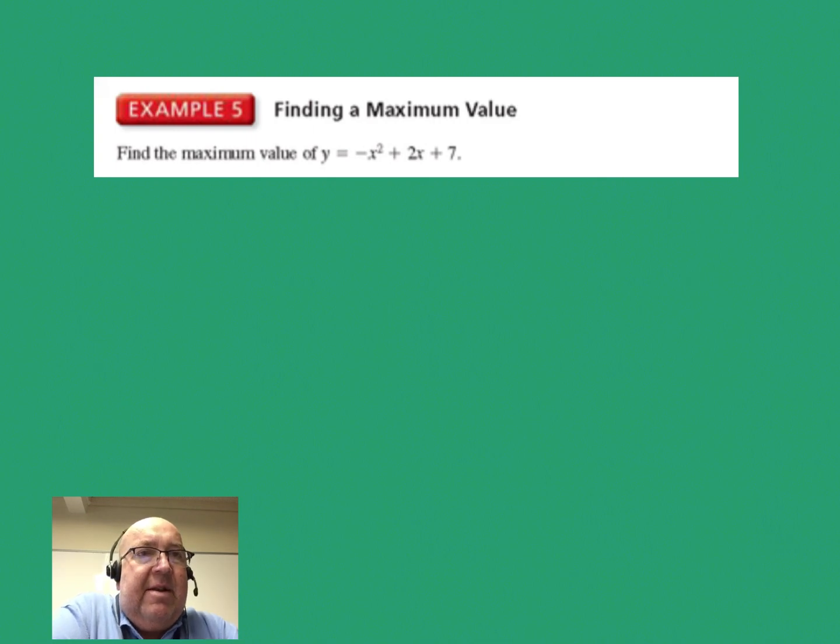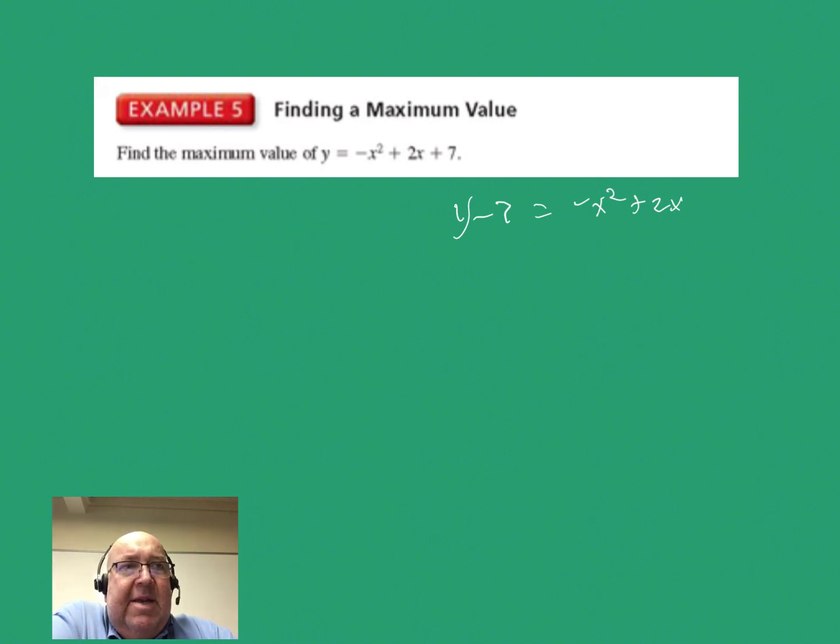Doing the same to find the maximum value, I'm going to subtract my 7 when I write it out first, so we're going to have y minus 7 is equal to negative x squared plus 2x. We're going to take that negative out of there and put it in front of parentheses, and it's going to change the signs inside. Minus 2x, and we still have y minus 7 on the other side.